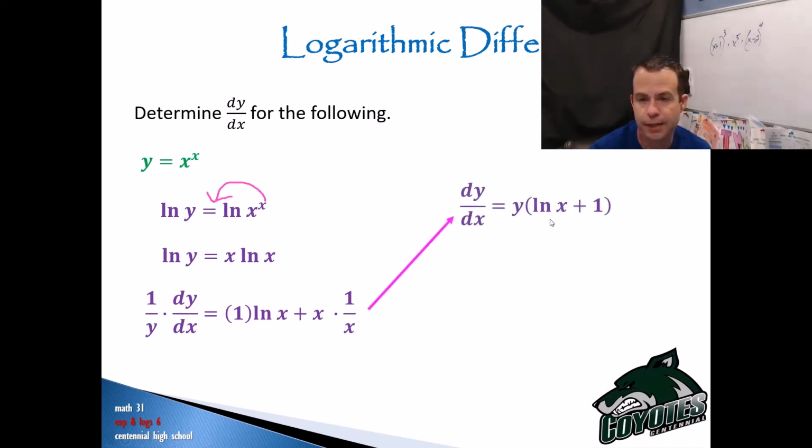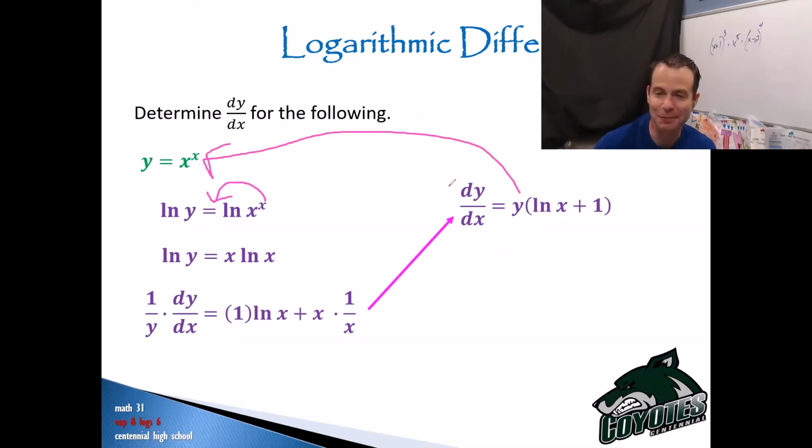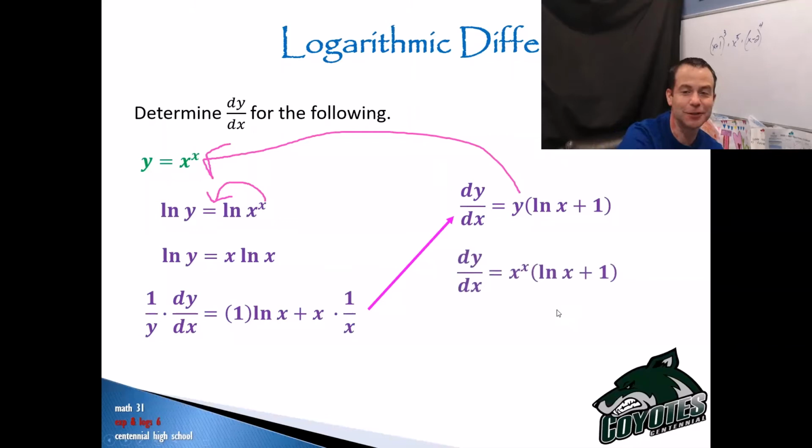And so that's what I've done here. This cleaned up to be ln x plus 1. And then I multiply both sides by y. But y isn't y. Well, I mean, it is, but it also equals x to the x. So now I'm going to replace my y back with x to the x, and I have a differentiated function.